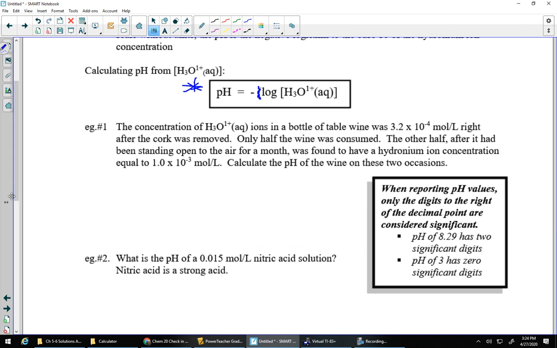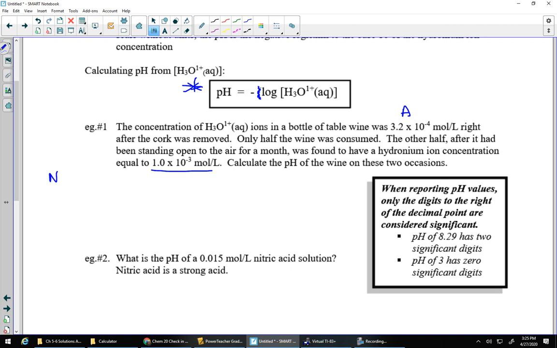The concentration of H3O in a bottle of table wine is 3.2 times 10 to the power of negative 4 moles per liter. I'm just going to make a little note: that's acidic, since it's greater than 10 to the power of negative 7. Right after the cork was removed, only half of the wine was consumed. Oh no. After it had been standing in the open air for a month, the hydronium ion concentration was 1 times 10 to the negative 3 moles per liter. So that's more acidic. We want to calculate the pH of the wine on both of these occasions.